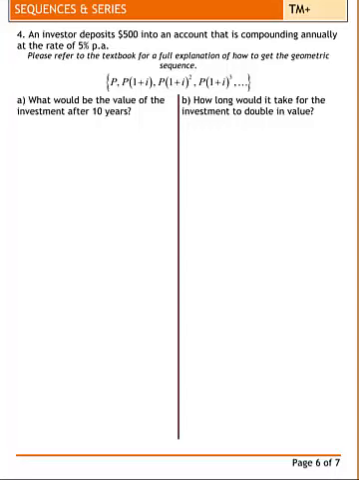Next, our last example. An investor deposits $500 into an account that is compounded annually at a rate of 5% per annum. Again, please refer to the textbook for a full explanation of how to get this geometric sequence. It is explained in detail in there, but our geometric sequence is this one here. So let's get started. It says, what would be the value of the investment after 10 years?